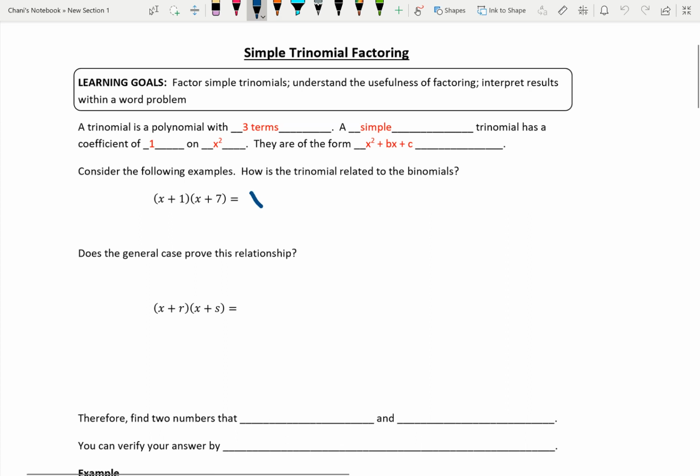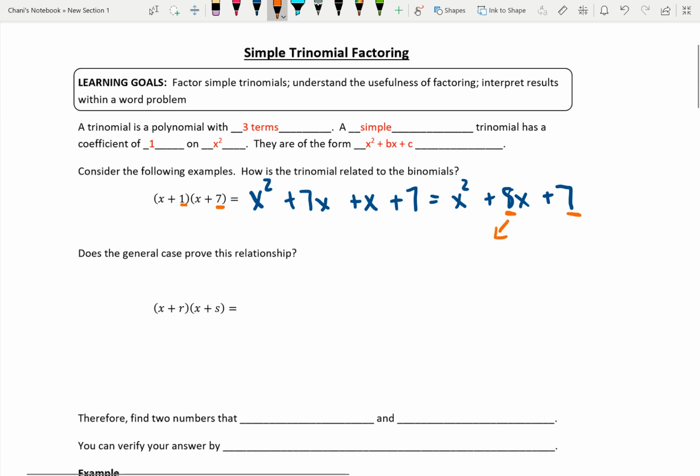So you get x squared plus 7x plus x plus 7. So our final is x squared plus 8x plus 7. Let's take a look at the two numbers that we have, the two coefficients. We have an 8 and a 7. How are they related to the 1 and the 7? What can you do with the numbers 1 and 7 to get 8? What can you do with the numbers 1 and 7 to get 7?